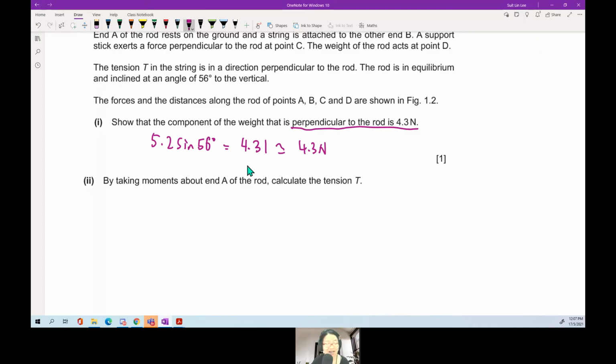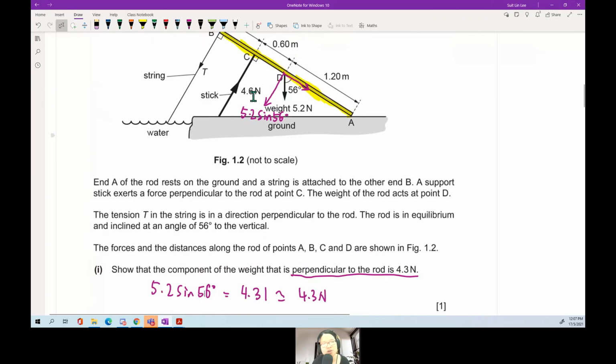Just take 2 lah. I know this is not a general practice in maths, because in maths, you take many SF. I don't know why, but okay, sure, more accurate. But for physics, we only take 2. Okay, you see all their numbers are given to 2 SF, 4.6 Newton 2 SF, 5.2 Newton 2 SF.